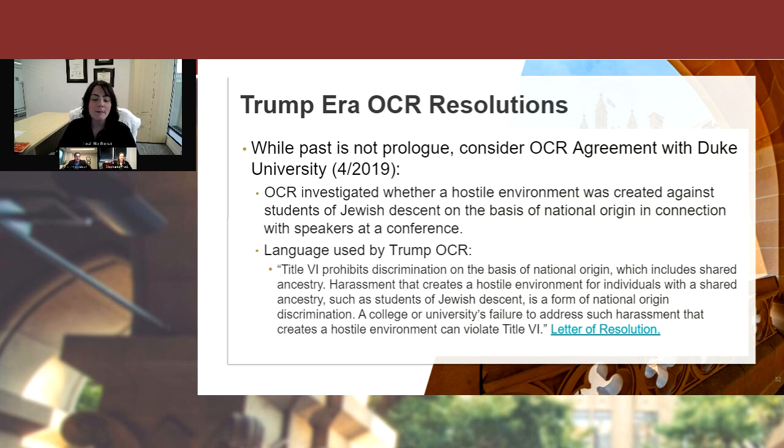But OCR entered into an agreement with Duke University in 2019. They had investigated whether there was a hostile environment created against students of Jewish descent on the basis of national origin. And in the agreement, OCR stated that Title VI prohibits discrimination on the basis of national origin, which includes shared ancestry. So again, this is that area that we have looked at previously, that even though it's not a religious statute, it does prohibit discrimination on shared ancestry. And it includes harassment that creates a hostile environment for individuals with that shared ancestry, such as students of Jewish descent, is a form of national origin discrimination, and a university's failure to address that harassment can violate Title VI.